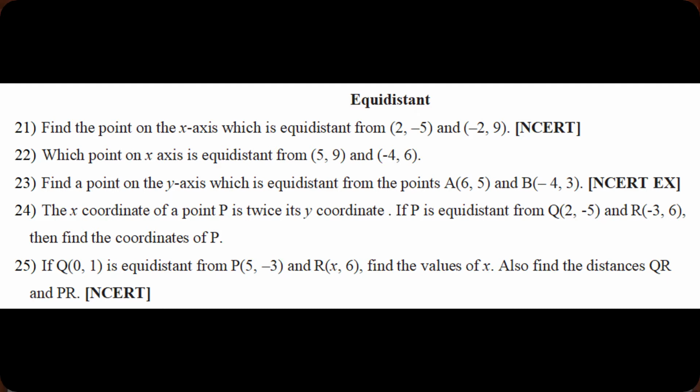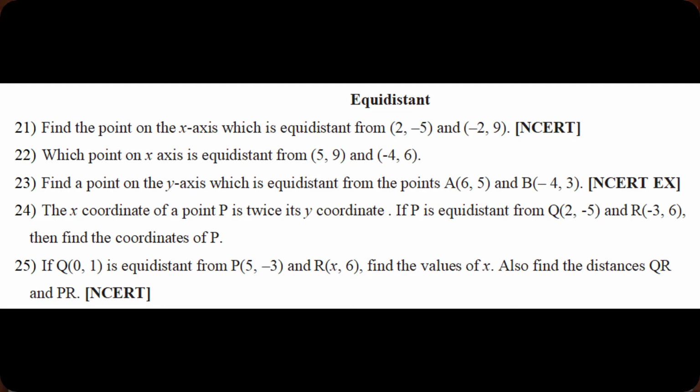Now look at question number 24. The x coordinate of a point P is twice its y coordinate. If P is equidistant from Q (2, -5) and R (-3, 6), then find the coordinates of P. It is similar to the earlier equidistant problems, but here the point P is not lying on the x-axis and it is also not lying on the y-axis. So it will be difficult for you to identify the required point P.